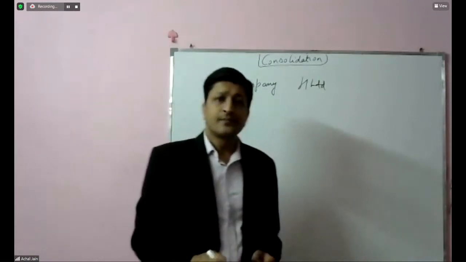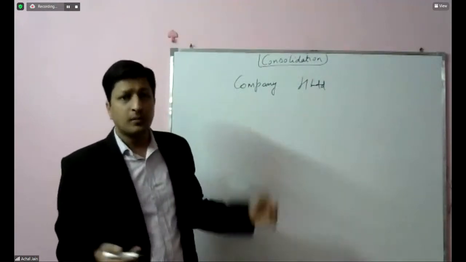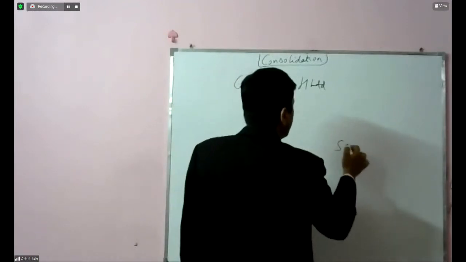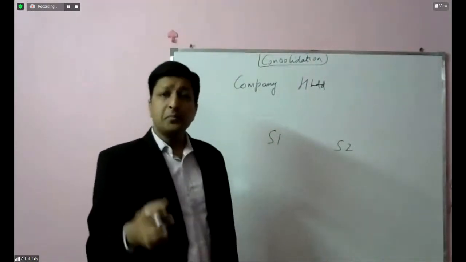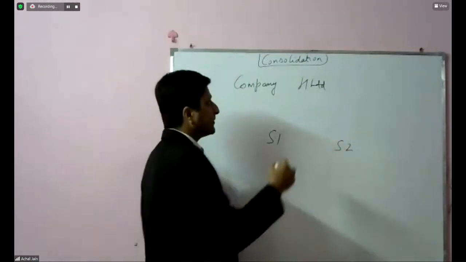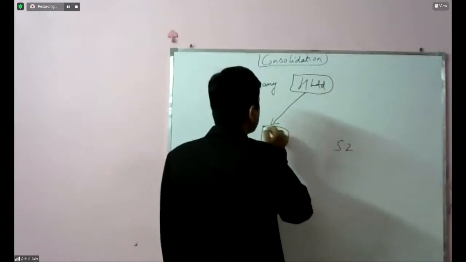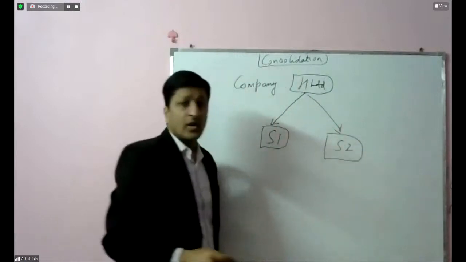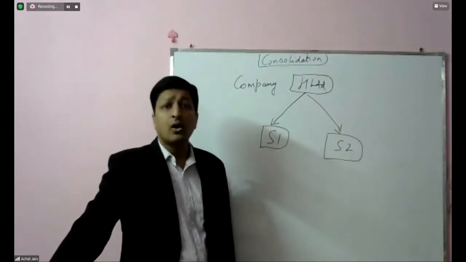Let's suppose over and above this company, we also have two more companies, say S1 and S2. These two are companies, okay? And both of these companies are the subsidiaries of H Limited. So H Limited has got control over S1 and S2. Now, how do we see the control?